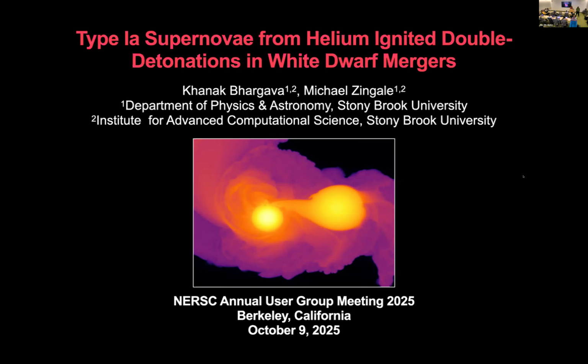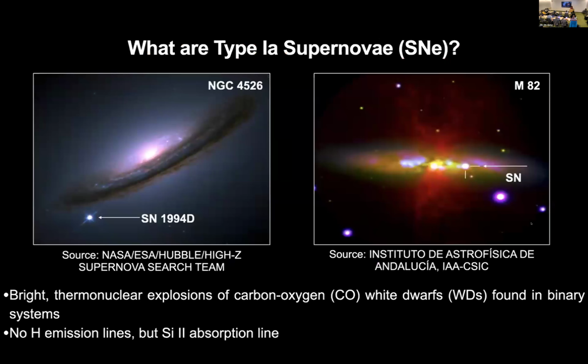Of course. Hi, everyone. I'm Khanak, and I'm a physics PhD student at Stony Brook University in New York. I work with Professor Michael Zingale, and we basically blow up stars on supercomputers, or at least he does, and I'm still learning how to. The main focus of my research is to understand the progenitor systems of type Ia supernovae, which are very bright thermonuclear explosions of white dwarf stars that are found in binary systems with a companion star.